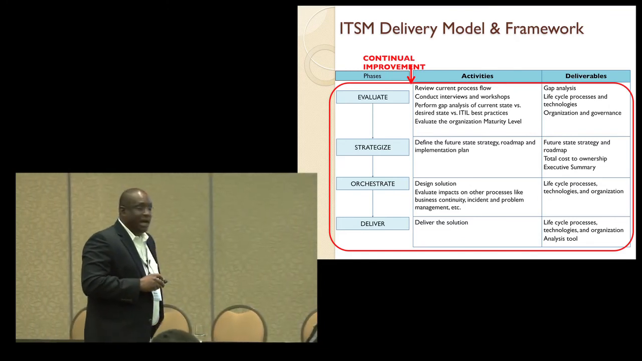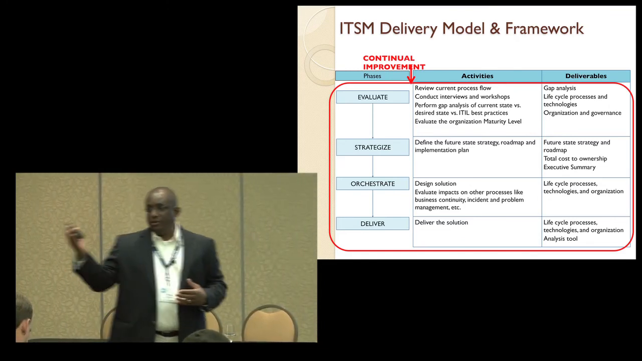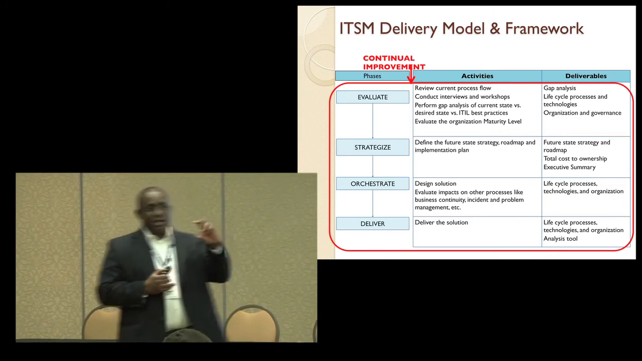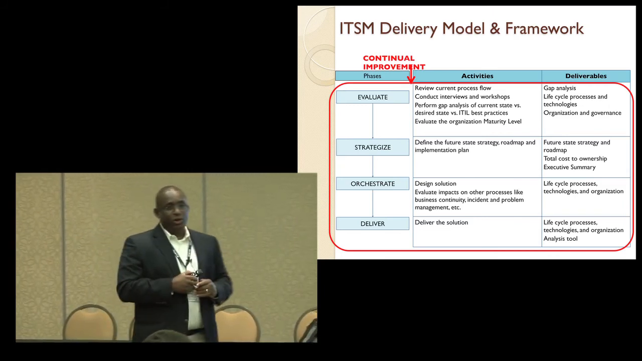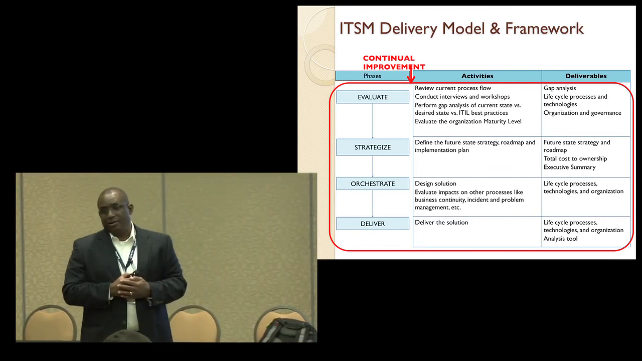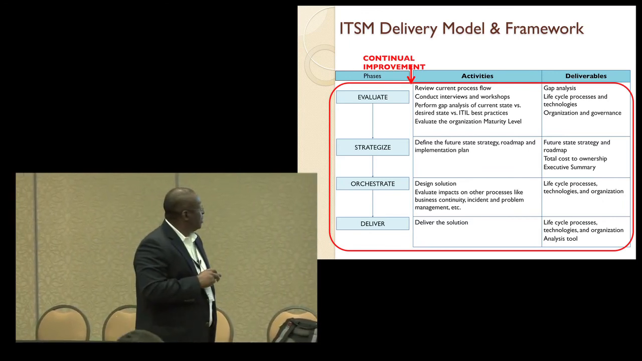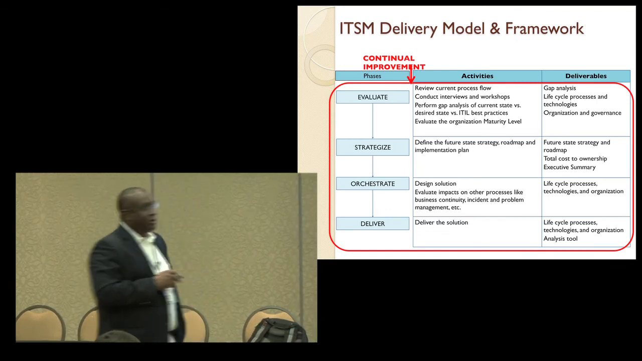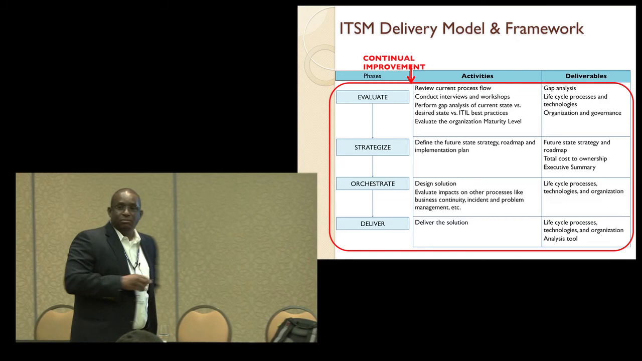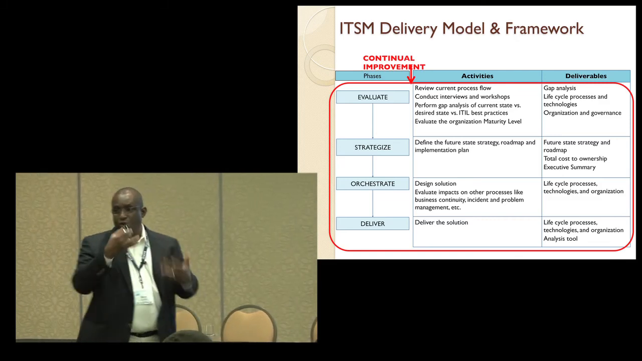We'll do some gap analysis. Let's look at the current state versus the future state, right? And look at ITIL best practices and see how they map together. And we want to evaluate where the organization is from a maturity perspective. So a deliverable out of this phase is the gap analysis, some life cycle processes, and an organization and governance structure.